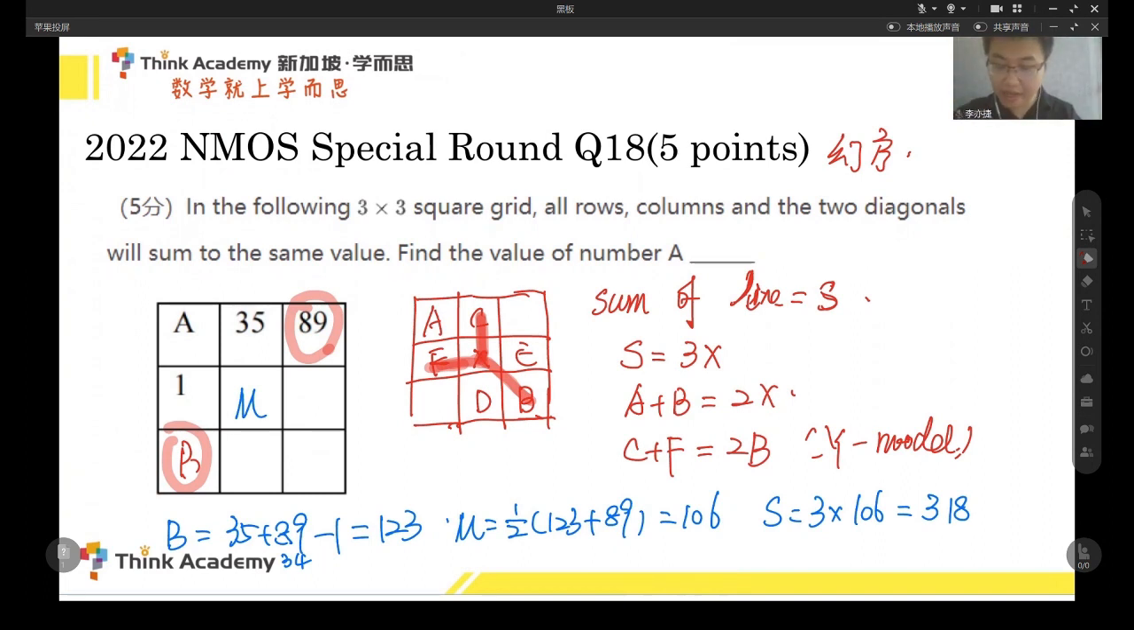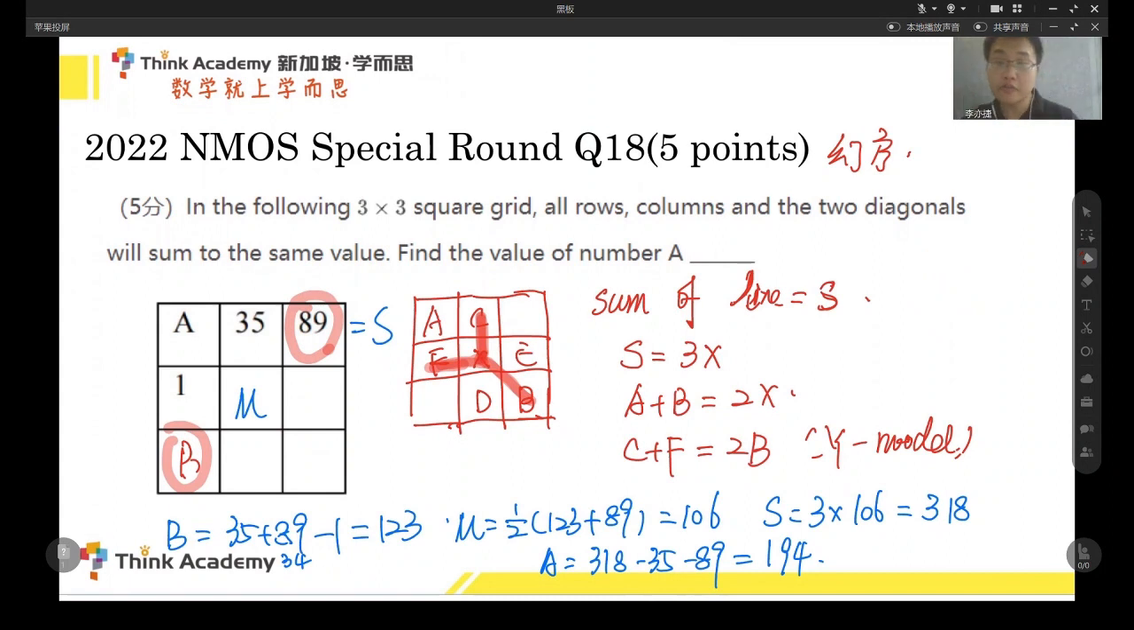And here A plus 35 plus 89 is equal to S. So then we can get A to be 318 minus these two numbers. And that is, yeah, this is 134 here, right? So there is a, 124, sorry, 124 here. So this will make it 194. And that is the answer for this question.